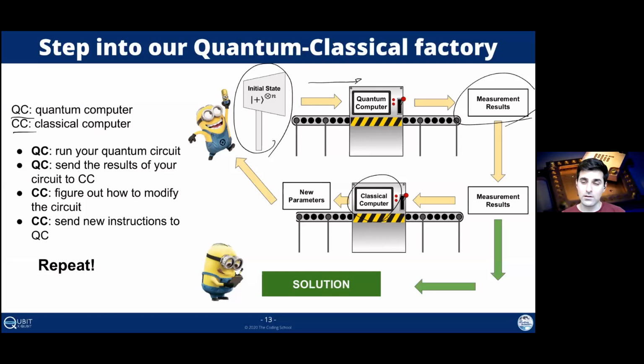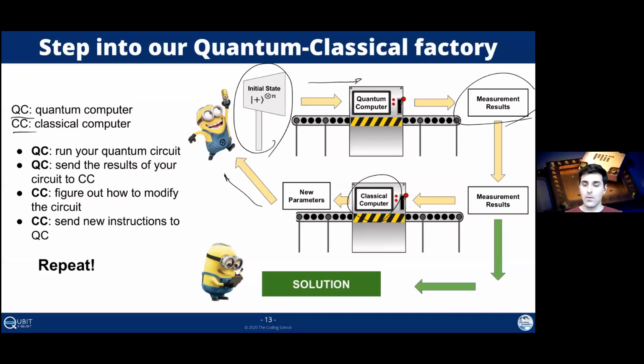So then, after the classical computer sends instructions back to our quantum computer, we will run another quantum circuit. And we repeat this process for some number of iterations, which depends on the problem and what we're trying to address, until we reach a solution. And then at that point, we just write down the solution and everything's all good.